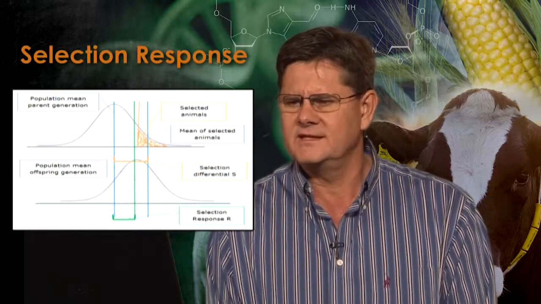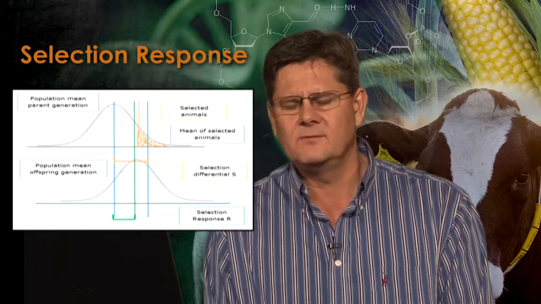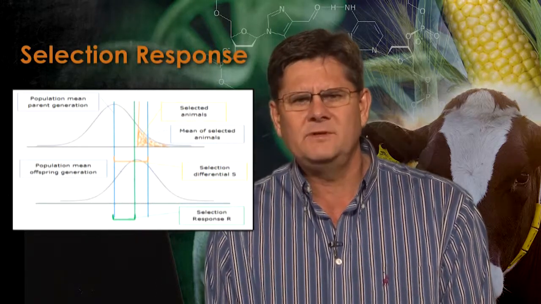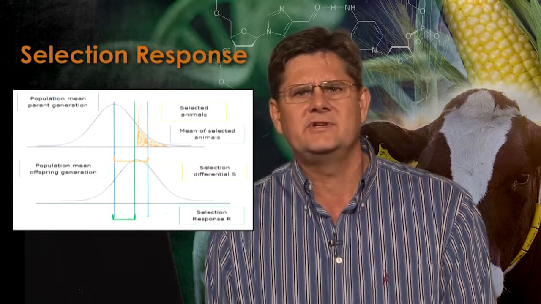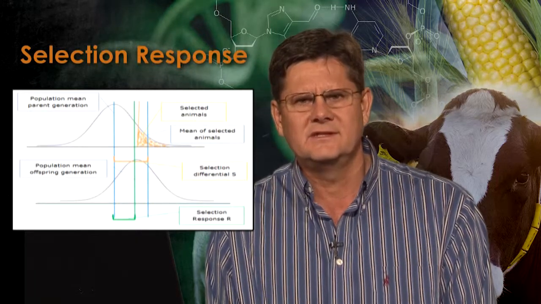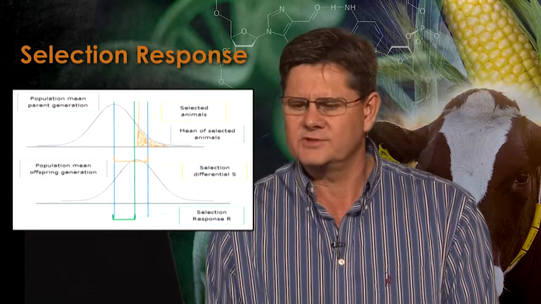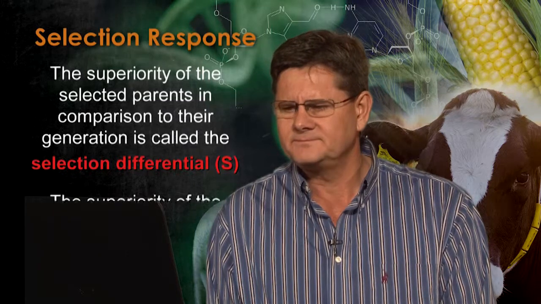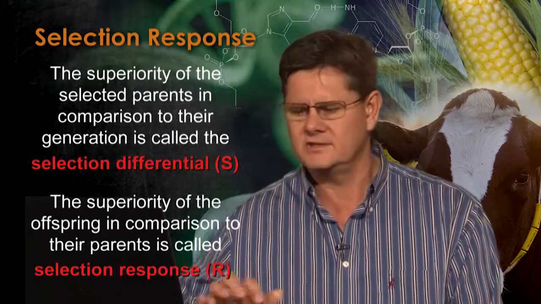Therefore we can say that predicting genetic gain is about predicting the future. How much better will the offspring be compared to its parents? But we also need to make sure that traits are heritable, and they have different heritability. In other words, not all traits are inherited in the same percentages, and that is important in our selection response. The superiority of the selected parents in comparison to their generation is called the selection differential, and the superiority of the offspring in comparison to their parents is called the selection response.